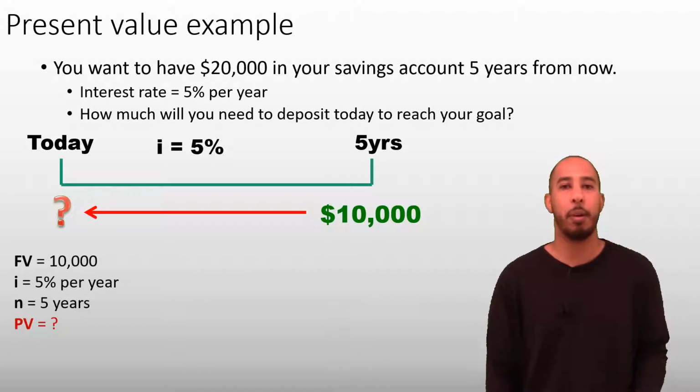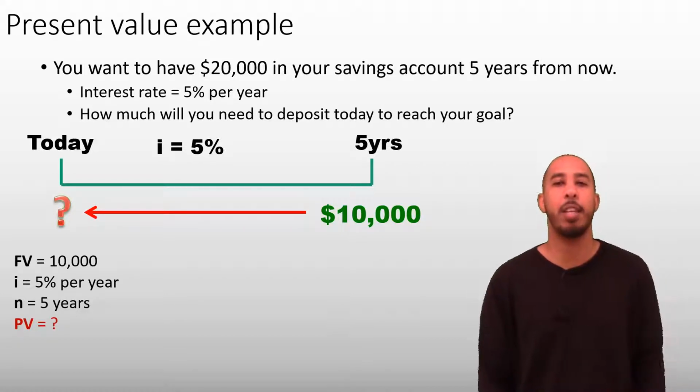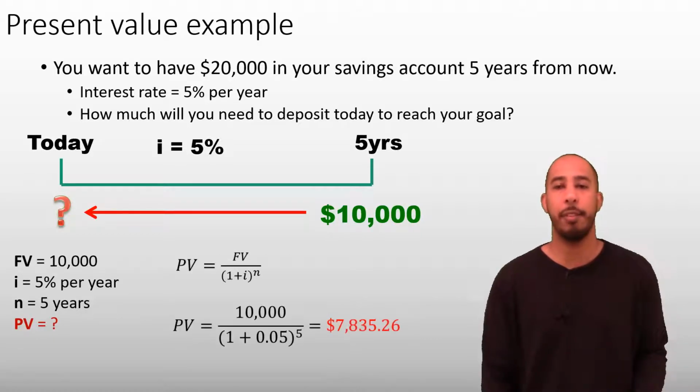Breaking out the components of the problem, our future value will be $10,000. That's how much we want in the future. The interest rate's 5% and will be invested for 5 years, and we want to find the present value. Plugging this in to the formula we get $7,835. That's our present value.